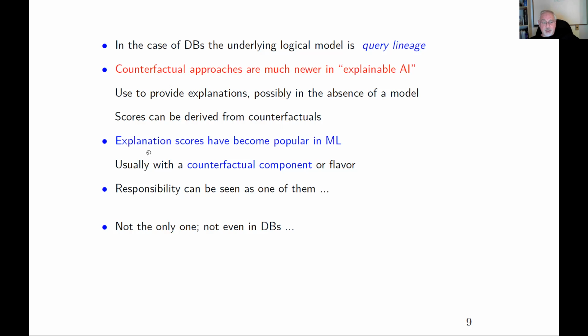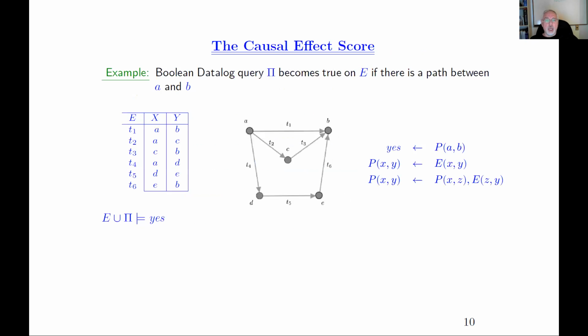In more general terms, explanation scores have become popular in machine learning. They usually have an explicit counterfactual component, or a counterfactual flavor. I'm going to give an example of both here. Responsibility can be seen as one of those explanation scores. It is not the only one, not even in databases. So I'm going to mention a different one. This is the causal effect score.